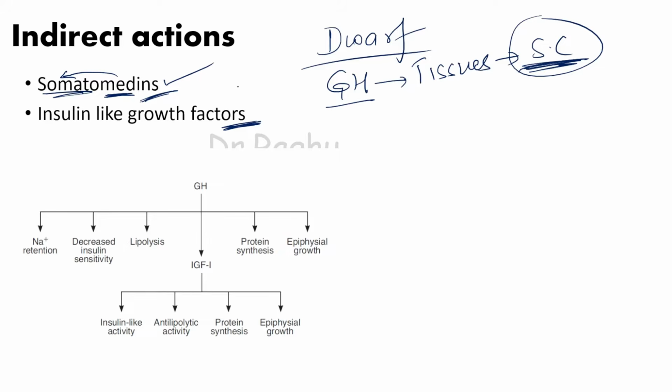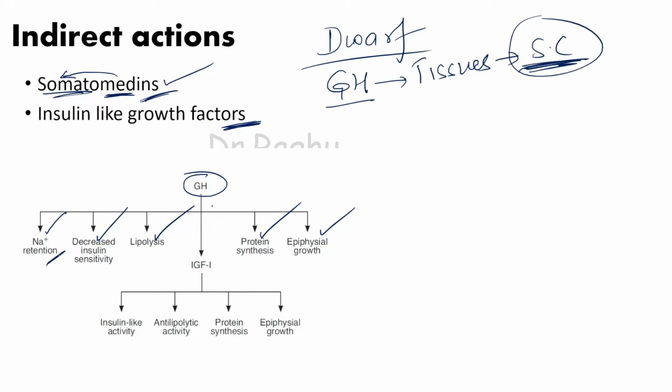This is a very nice table or a flowchart kind of thing which is given in Ganong. So growth hormone, what are its actions? It is going to cause epiphyseal growth. It is going to cause protein synthesis. It is going to cause lipolysis. It is going to decrease the insulin sensitivity, hence it is going to increase the blood glucose level, and it is also going to cause sodium retention.